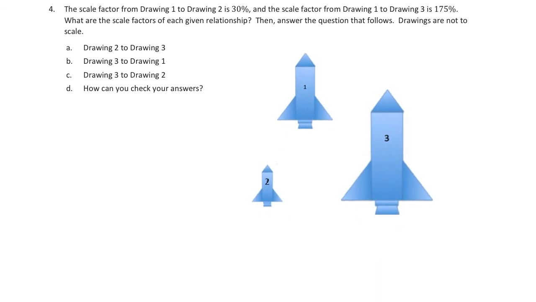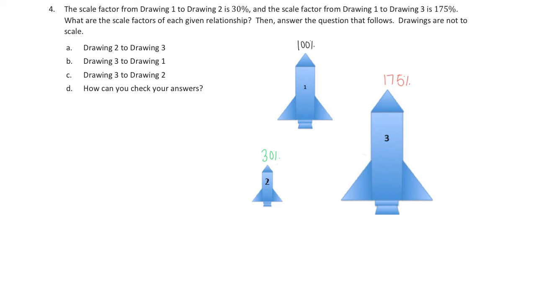Okay. The scale factor from drawing 1 to drawing 2 is 30%. Then the scale factor from drawing 1 to drawing 3 is 175%. What are the scale factors of each given relationship? Then answer the question that follows. The drawings are not to scale. All right, so here we know that our number 1 spaceship is going to be our 100%.